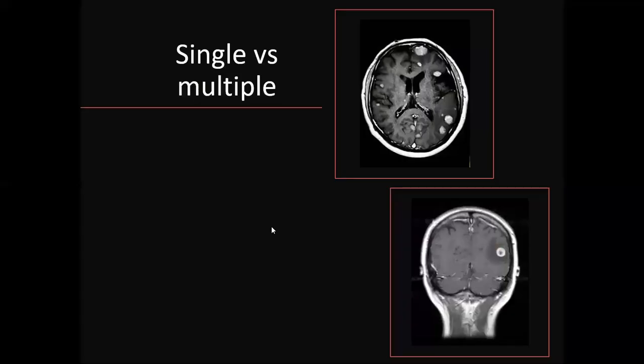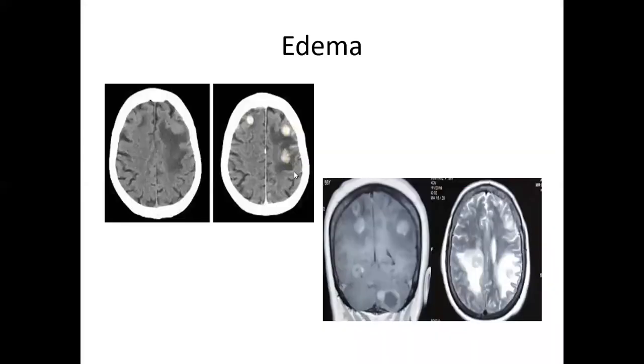Single versus multiple lesions: there are 2-3 things that come to our mind. One is brain metastasis, another is CNS lymphoma, third is multicentric glioma, fourth is multiple schwannomas and multiple meningiomas in the neurofibromatosis background. So mostly these are the multiple lesions, and all others are mostly single lesions.